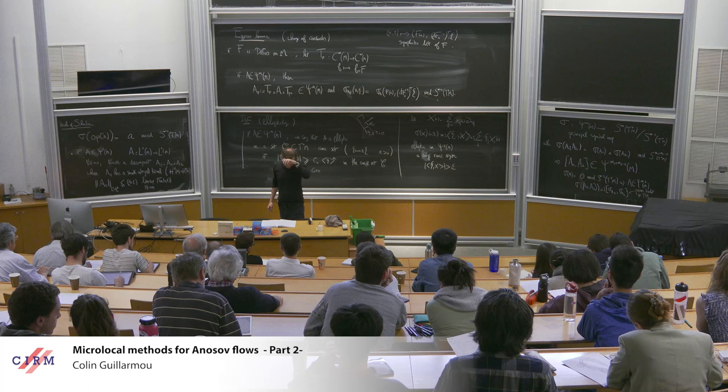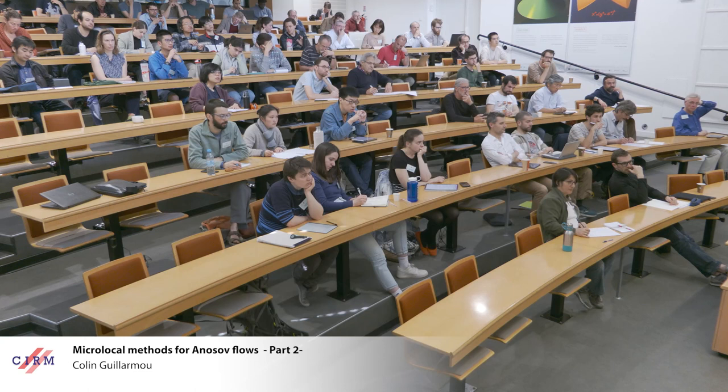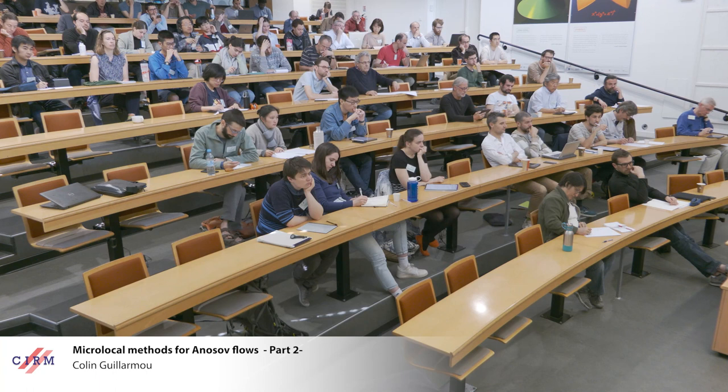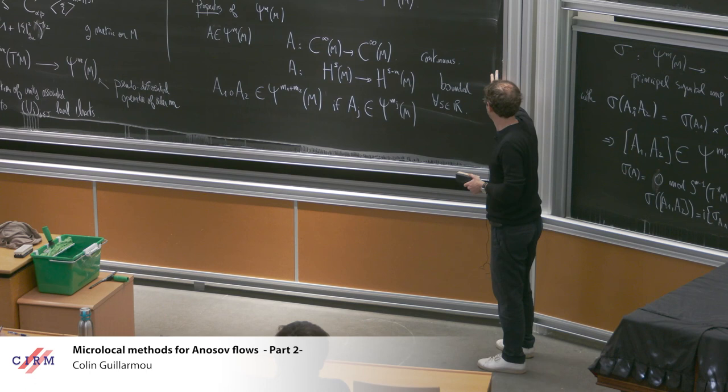Which allows us to define the notion of wavefront set of a distribution. The wavefront set is going to be a set in the cotangent bundle where a distribution is singular somehow. And tomorrow I will show you an application to dynamical systems, and in particular to the marked length spectrum rigidity, of these wavefront set properties somehow.